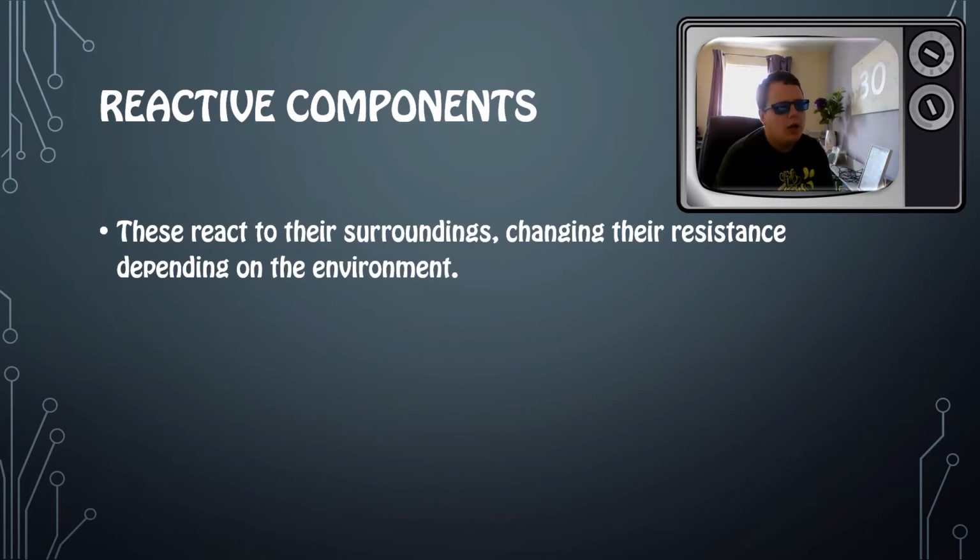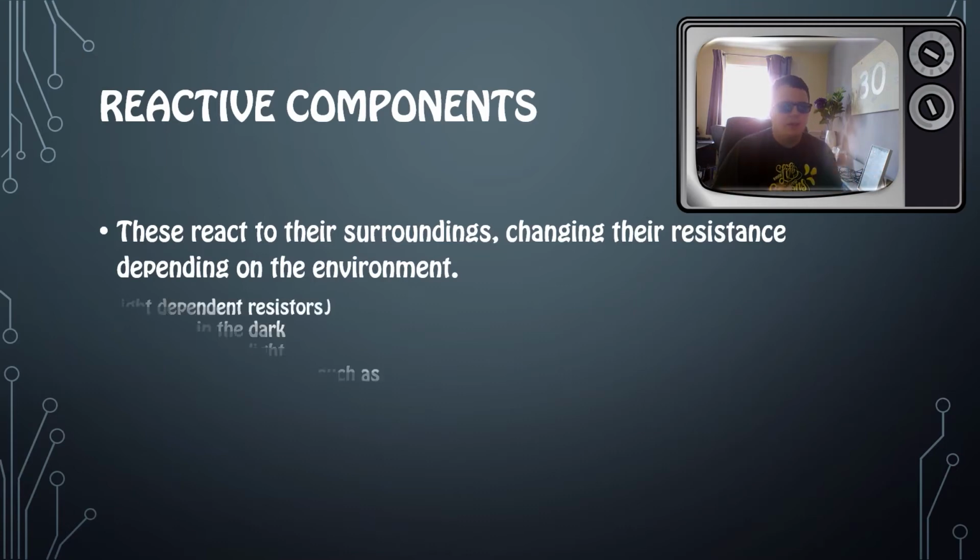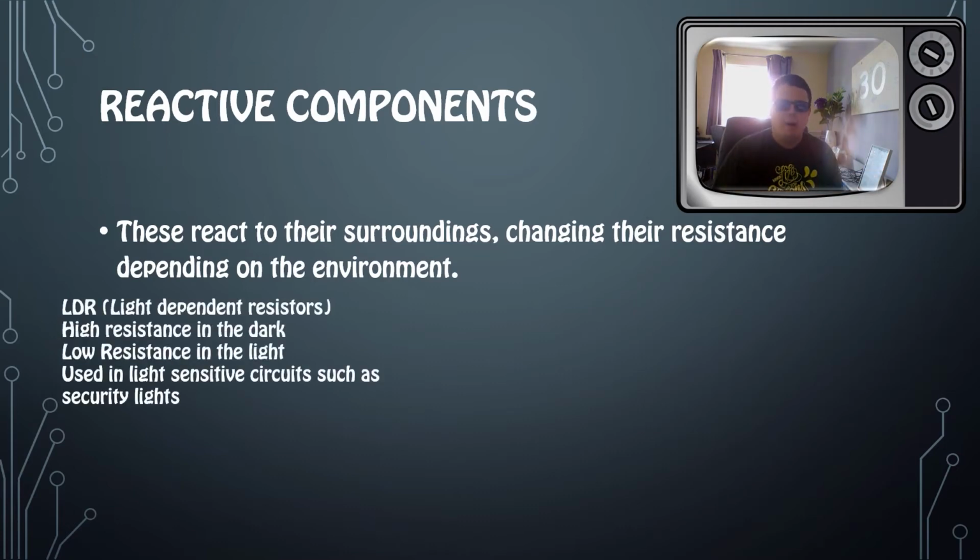Okay, getting on to the final pieces of this. So reactive components. Reactive components react to their surroundings, generally changing their resistance depending on the environment. We've got 2 you need to know about. An LDR, light dependent resistor. These work with a little crystal in them that basically begins to conduct electricity when light falls on it. So they have high resistance when they're dark and low resistance when they're light. Very useful in things like security lights.